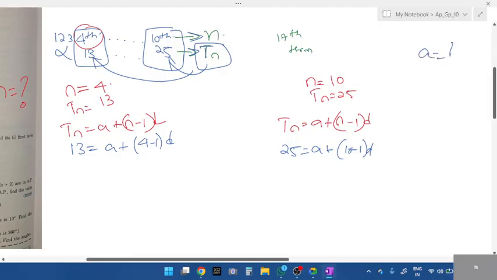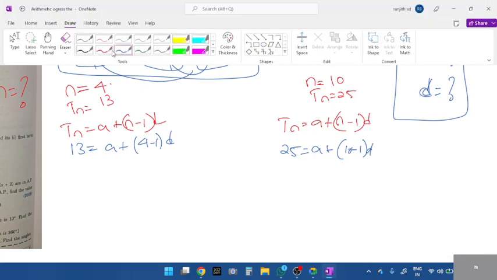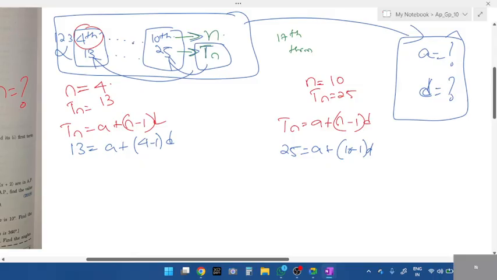Whenever they ask you to find the first term and common difference, remember, students, you'll have two equations. The reason is, how many terms are missing here? Can we find A value in this? No. Can you find D value? No. So how many values are missing? Two. If two values are missing, how many equations should we have? Two equations. That's it. Simple concept. Simultaneous linear equations. When two values are missing, you get two equations.